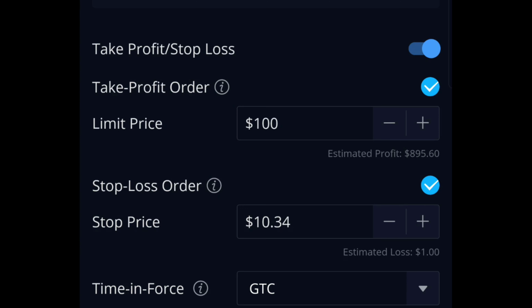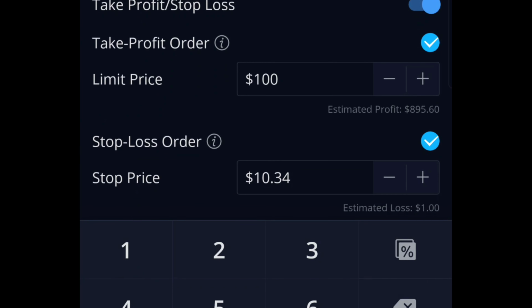But if I don't want to lose much money, I'm going to change this to what I feel comfortable losing. Right now, if I were to set my stop loss at $10.34, if I think, hey, I don't want it to go past that, it tells me right here that my estimated loss would be $1 total, because I'm buying 10 shares, I'd lose 10 cents per share, which totals $1. Obviously, I don't mind losing significantly more than $1 in this particular case.